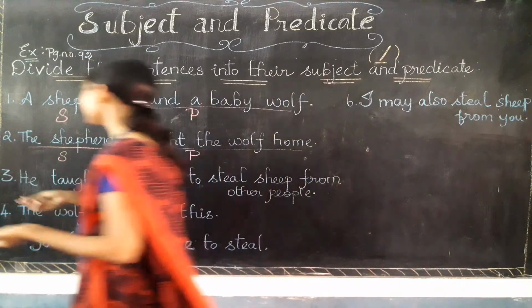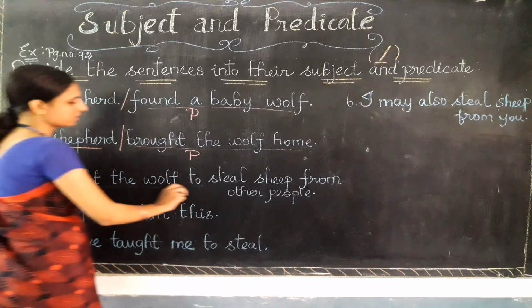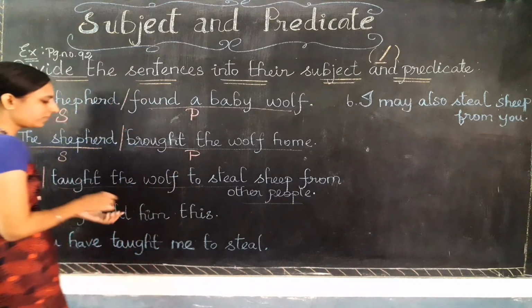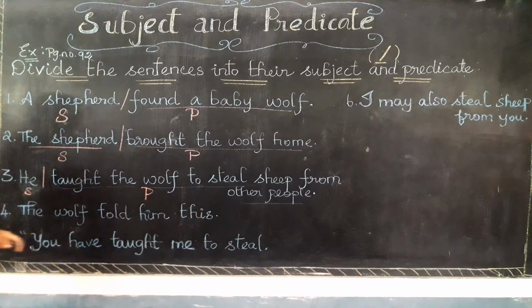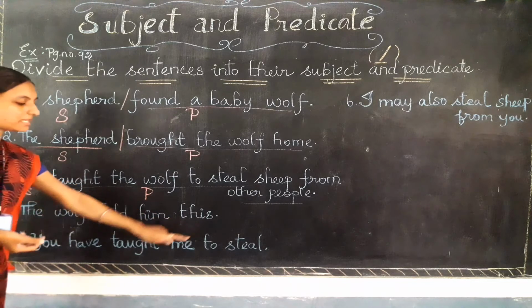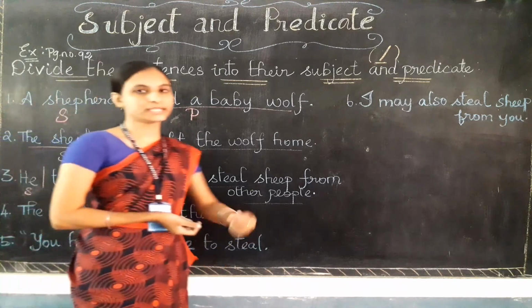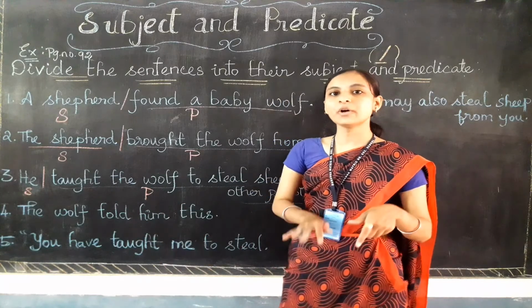So he is the subject, and all other words from the verb to the end of the sentence will be the predicate. Okay. So let's go for the fourth one. The wolf told him this. Here the verb is told. It is the past form of tell only.